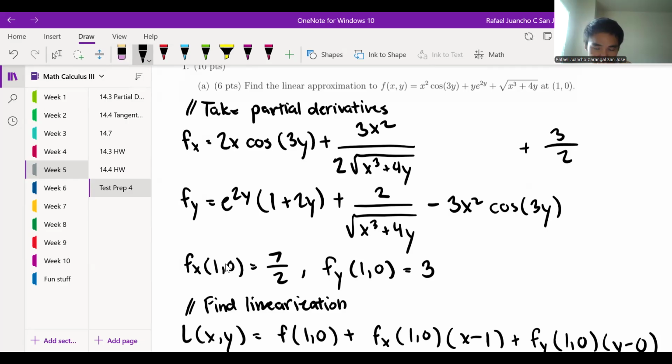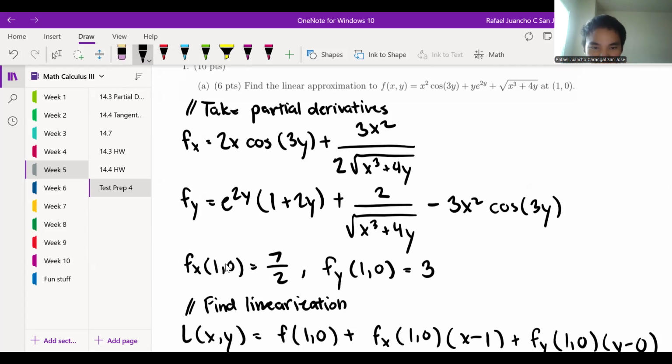So 2 times 1 is 2. 0 cosine 0 is 1. So 2 times 1 is 2. And then I can do it 4 over 2. 4 plus 3 is 7, 7 halves. So that's where I got that.